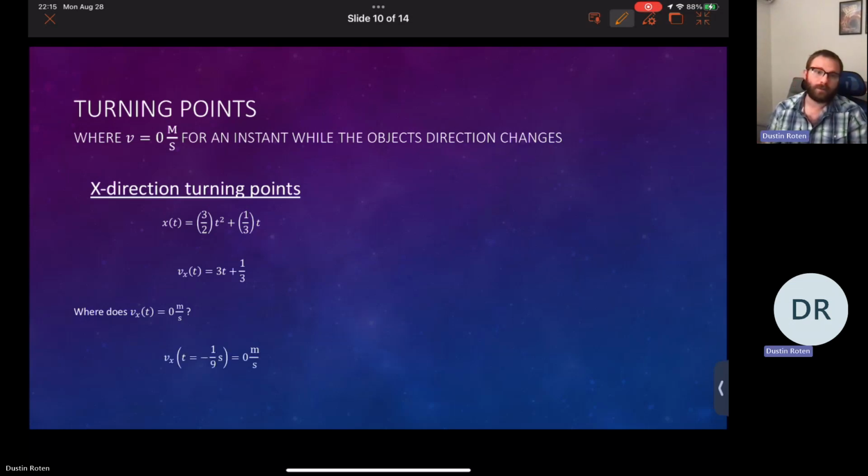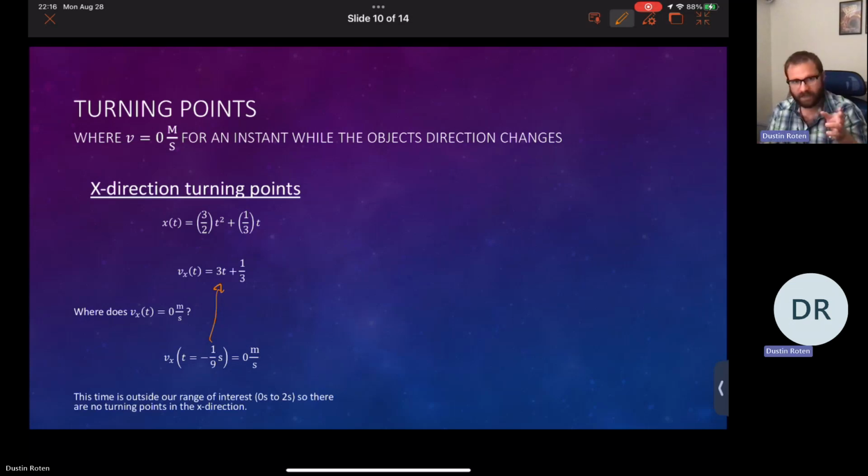Well, it turns out there's only one place, and you can do the algebra to figure this out. But you see, if you plug in a negative 1/9 second in for the time, that's where you're going to get a velocity of 0. And that's the only place. Now, the problem is this time occurs outside of our range because we're only curious about 0 to 2 seconds. So there are no turning points in the x direction. Okay, so that's one direction we don't have to worry about.